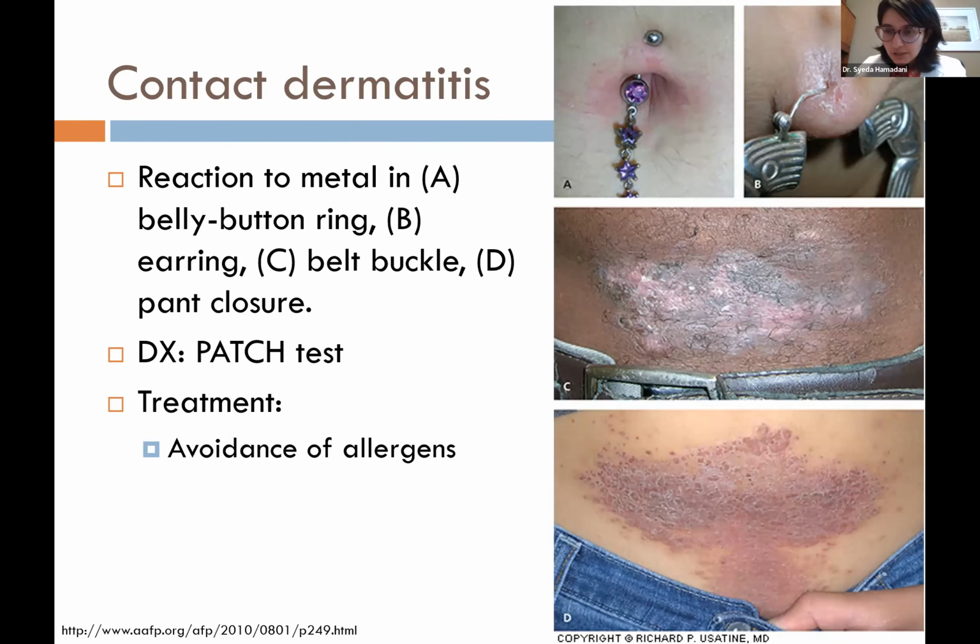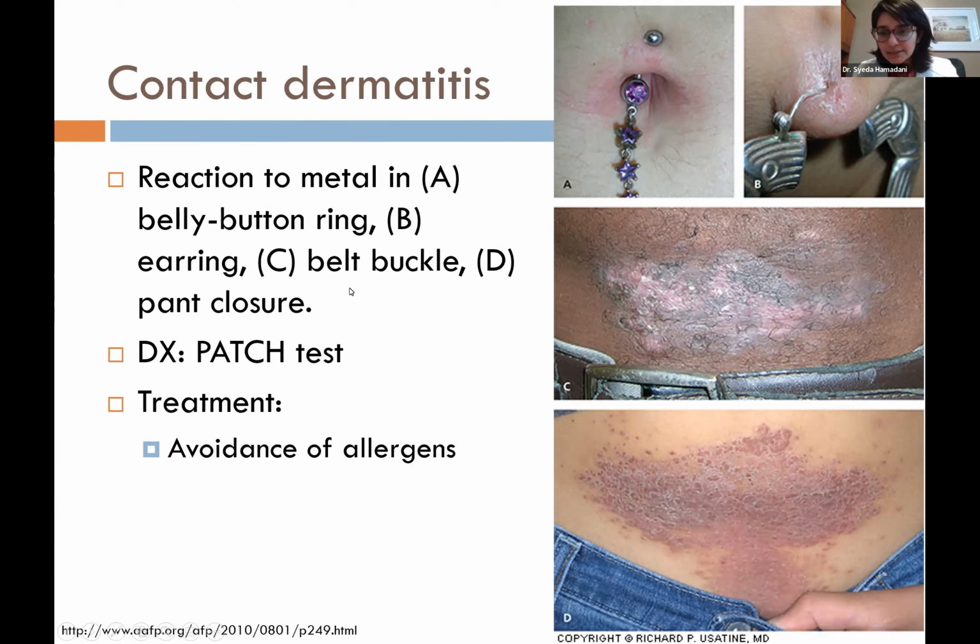These are some examples of contact dermatitis, allergic contact dermatitis. This is a picture of someone who's had a belly piercing that has metal in it, and they're having redness and rash around that area. So this is a reaction to metal, to a belly button ring. Here it's to an earring. Here it's to a belt buckle or pant exposure. These are just common scenarios for metal allergy.